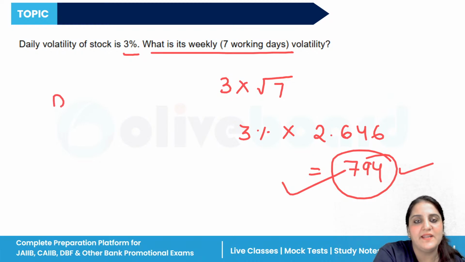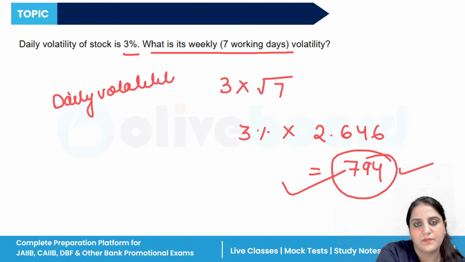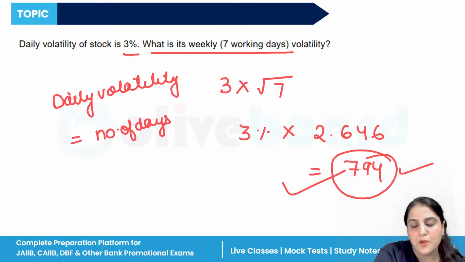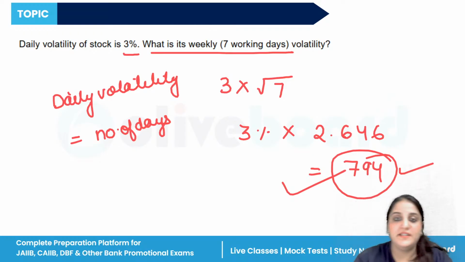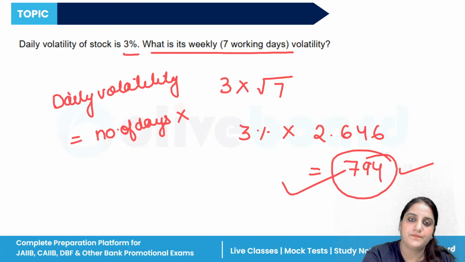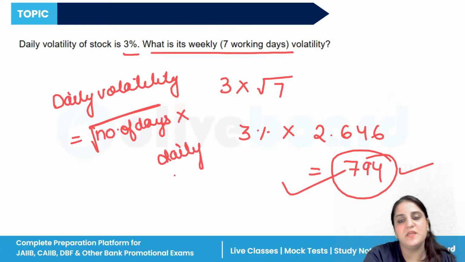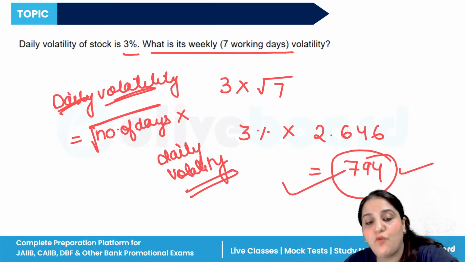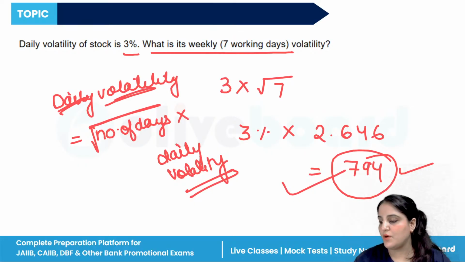Simple, keep this in mind, the formula. Volatility is equals to number of days multiplied by daily volatility. And this will be under root and daily volatility will be given in the question. So you can find the volatility here. Got it?